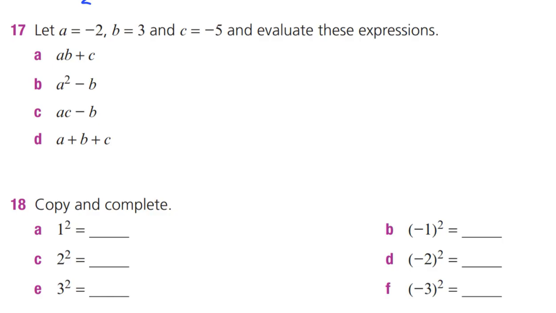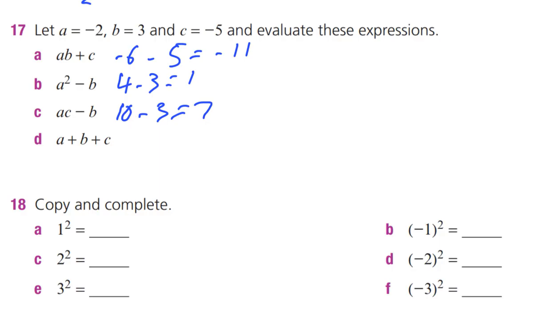Here, AB, so it's going to be minus 2 times 3, which is minus 6. Minus 6 plus minus 5, you're taking away 5. That will get you negative 11. A squared is minus 2 times minus 2, which is 4. Take 3 equals 1. AC, minus 2 times minus 5. 2 minuses make a positive, that's 10. 10 take 3 equals 7.